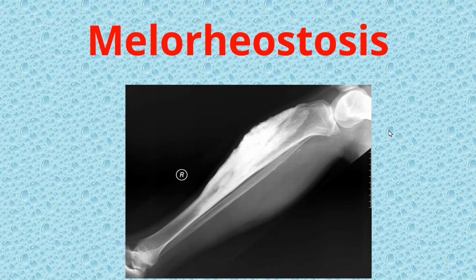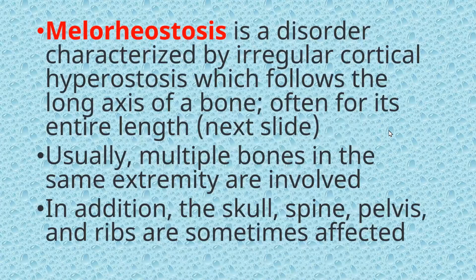Melorheostosis is a disorder characterized by irregular cortical hyperostosis, which follows the long axis of a bone, often for its entire length. Usually, multiple bones in the same extremity are involved. This would fit more or less towards the diagnosis. In addition, the skull, the spine, the pelvis, and ribs are sometimes affected.